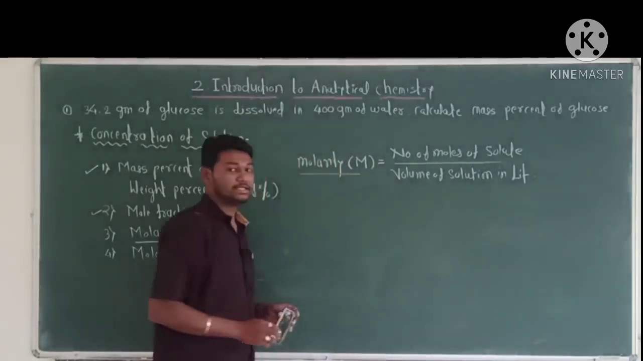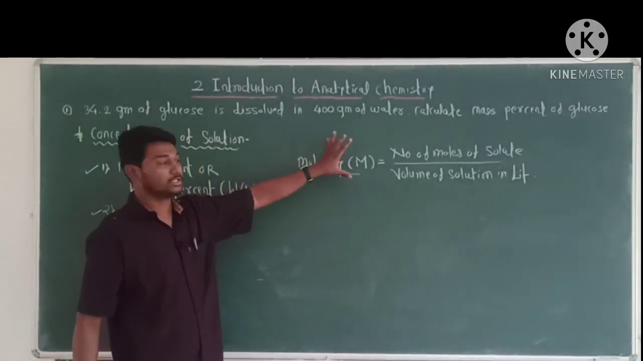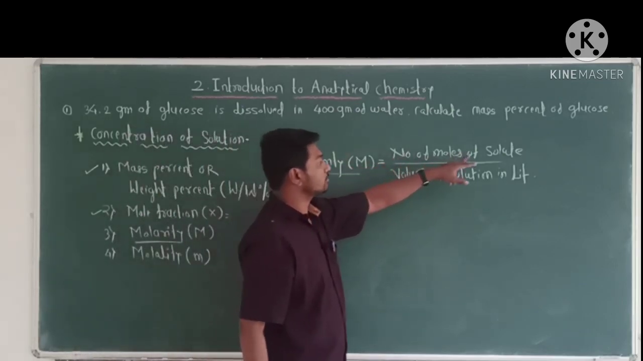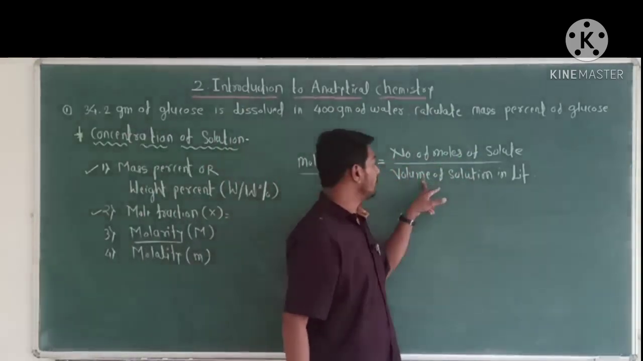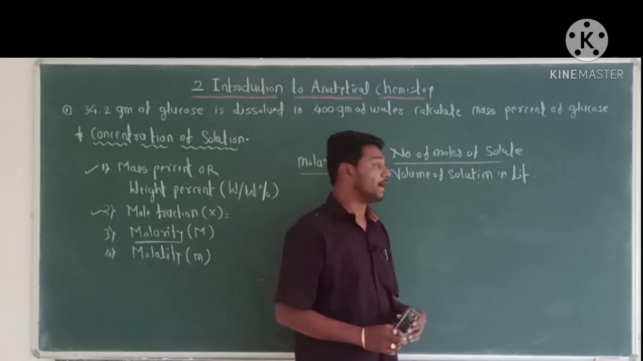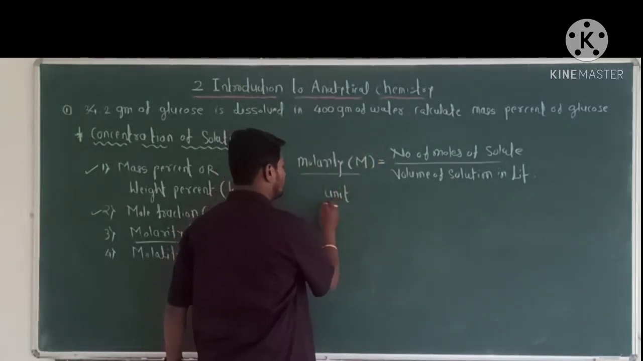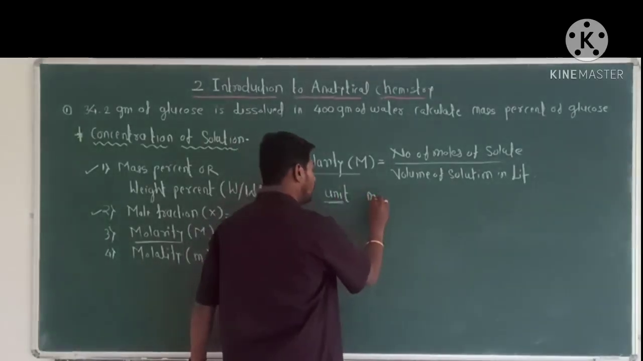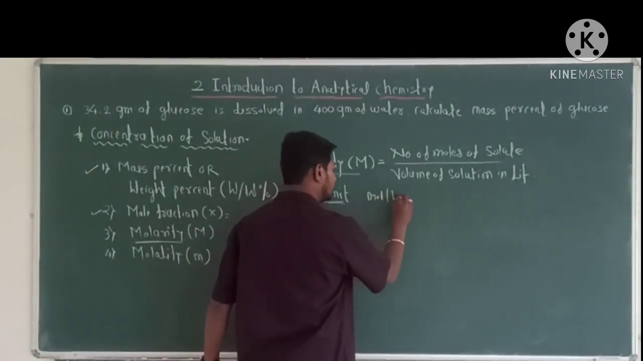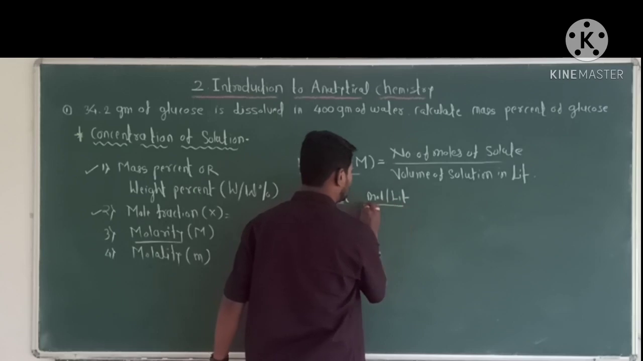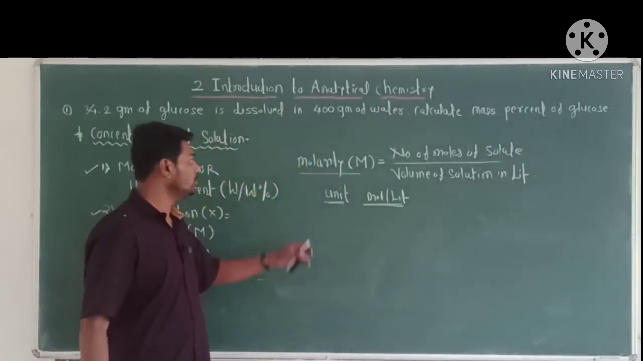The molarity is given by the equation, that is, number of moles of solute divided by volume of solution in liters, and the unit of molarity is mole per liter. This is the unit of molarity.